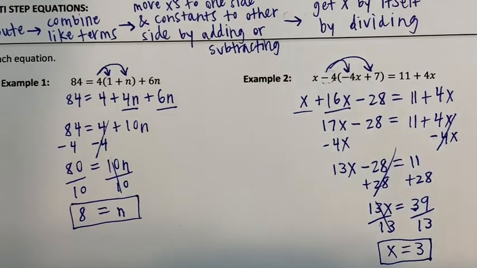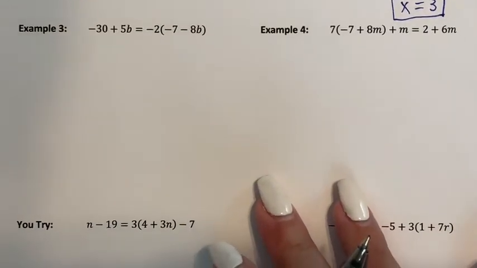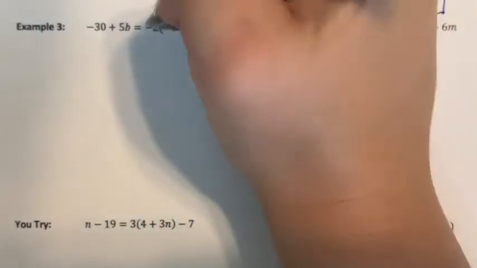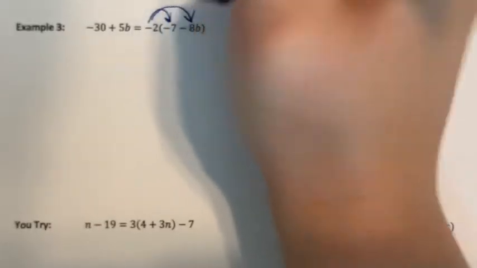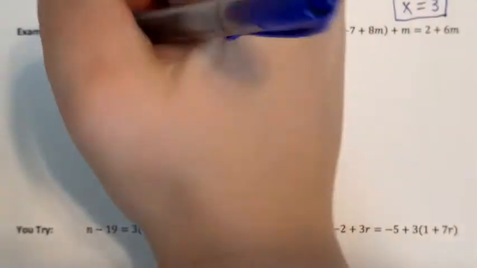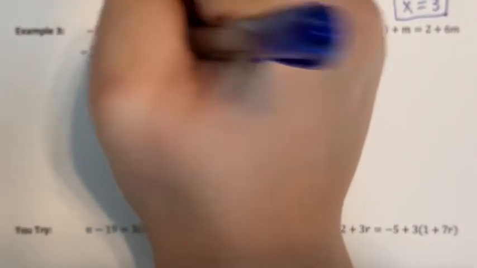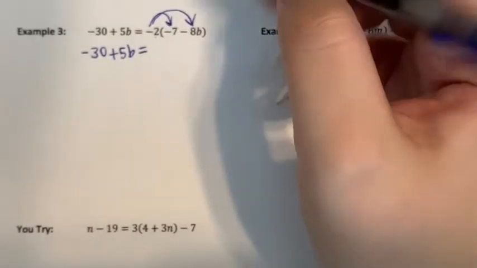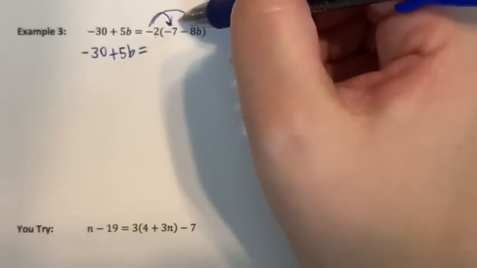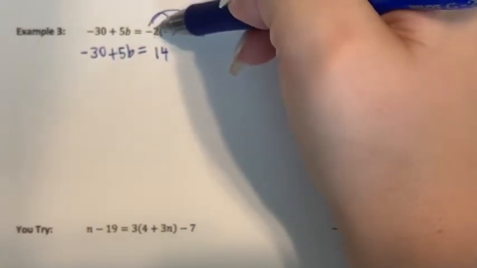Two more examples. Example 3. I see now I'm doing the distributive property over here on the right side. So I'm doing -2 times both parts, or -2 times both terms inside the parentheses. The left side of my equal sign stays the same. -30 plus 5b equals -2 times -7 gives me a positive 14. -2 times -8b gives me positive 16b.